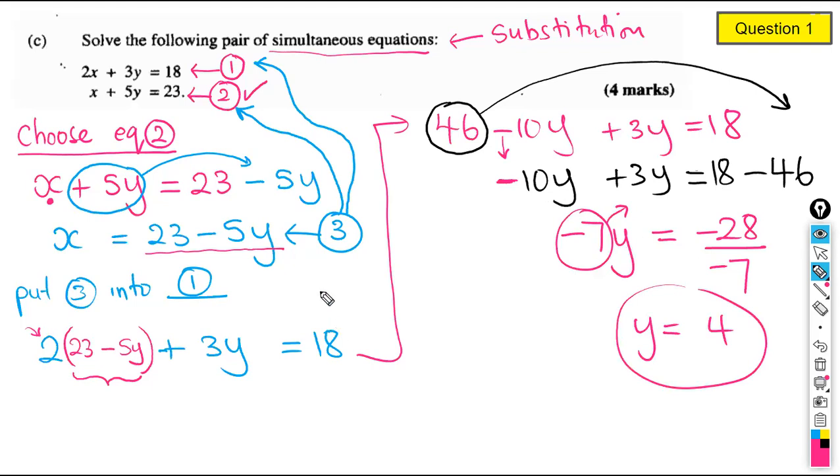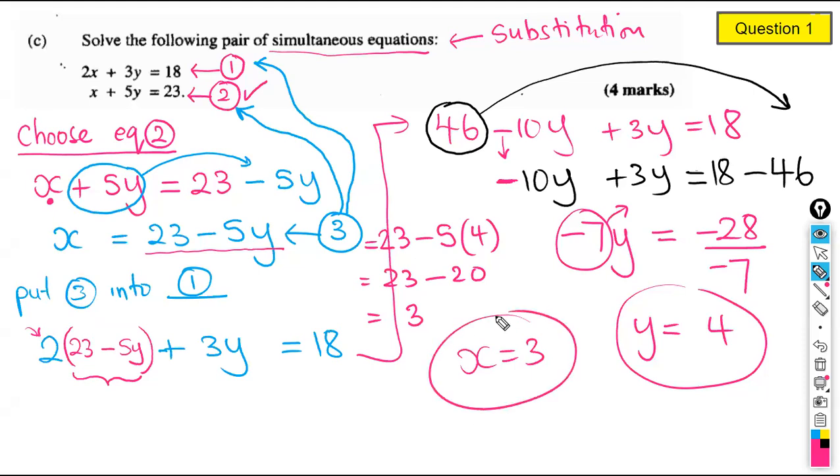We still need to get the x value. To get the x value, we run back to equation 3. X is equal to 23 minus 5y. And we just figured out y was 4. So we end up with 23 minus 20. 5 by 4 is 20. So that means x is 3. Now we're finished. We can safely tell the examiner x is 3 and y is 4.